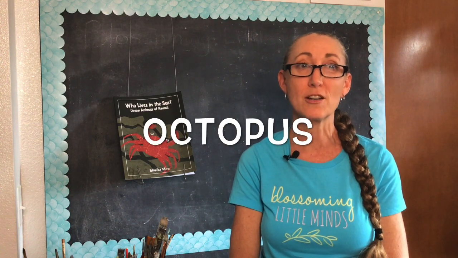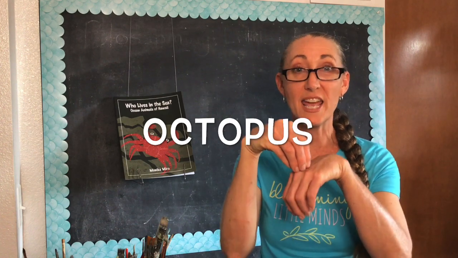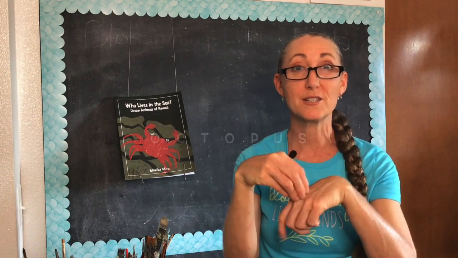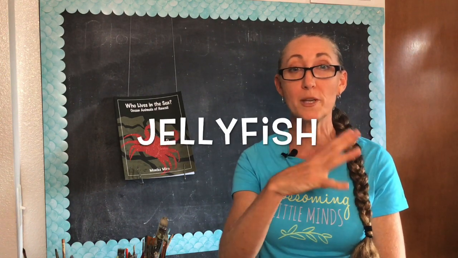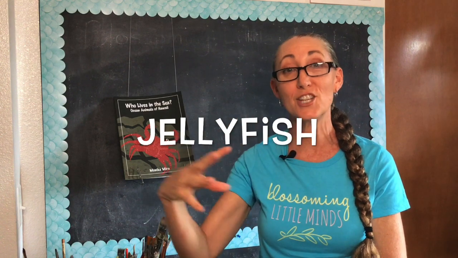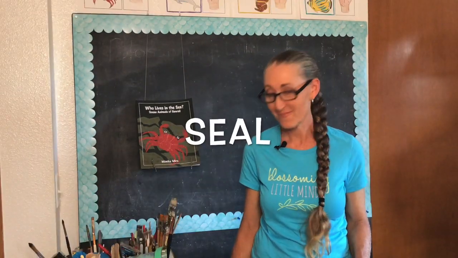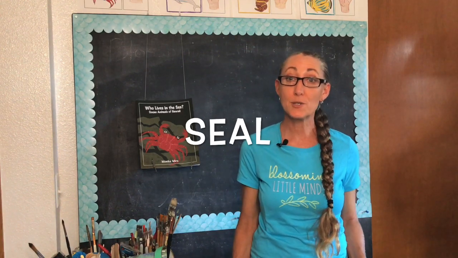Next, I'm going to teach octopus. First, I take the head of my octopus, then I add the tentacles, and then I wiggle the tentacles up and down. Octopus. Now I'm going to teach jellyfish. I'm just going to open and close my hand as if a jellyfish is swimming by. All right, let's do a few more signs. I'm going to do seal.